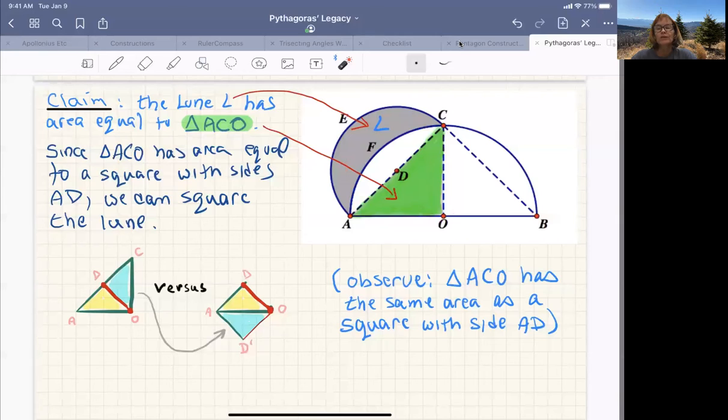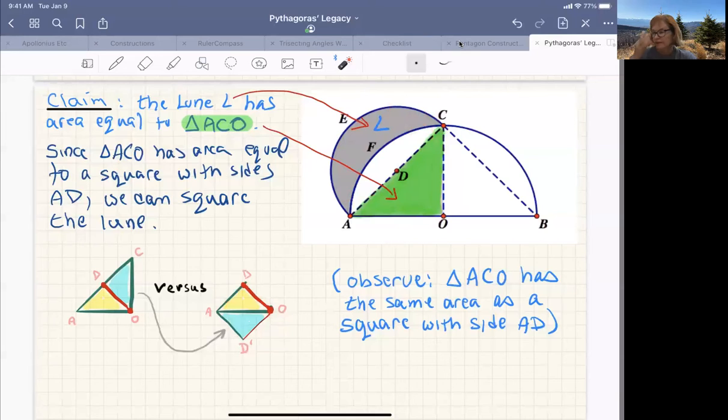And then we're going to use the fact that we know how to square a triangle. Since we can square a triangle, in other words, draw a square with the same area as the triangle, the square will have the same area as this triangle, and this triangle has the same area as this lune. Therefore, this square has the same area as this lune.